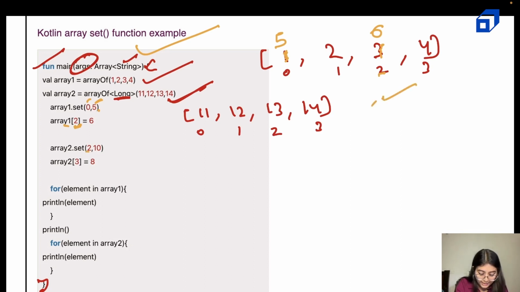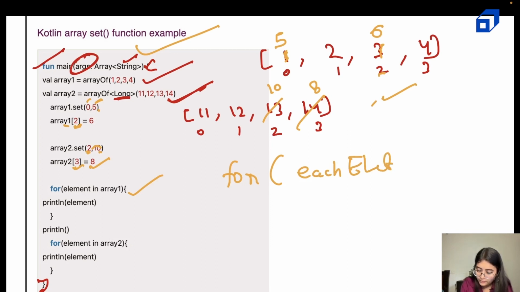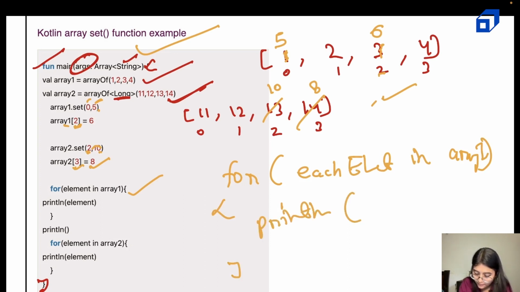Then array2.set at second index 2. So here I will write 2. I will write 10 at second index. They are asking me to write 10. Then array2 at third index write 8. That's it. And to iterate over the array, I can write for each element in array1 curly braces and println each element. That's it. This is what they have done.